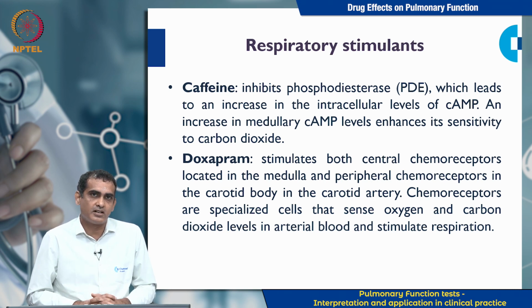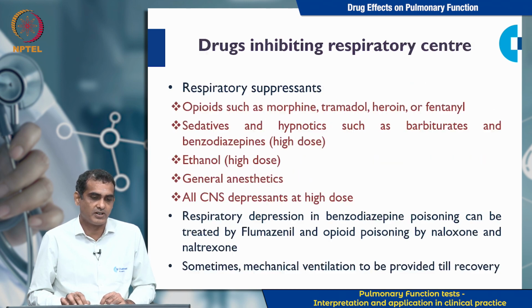Doxapram is another drug. It is a stimulant. It is stimulating chemoreceptors, central chemoreceptors and peripheral chemoreceptors. Central chemoreceptors are located in the medulla, in the respiratory center. Peripheral chemoreceptors are located in the carotid arteries, especially the internal carotid artery. By stimulating these receptors, doxapram increases the respiratory drive, it increases the respiratory rate also. Sometimes it causes tachypnea also. The respiratory rate is sometimes increased more than desired with doxapram and also with caffeine at high dose levels.